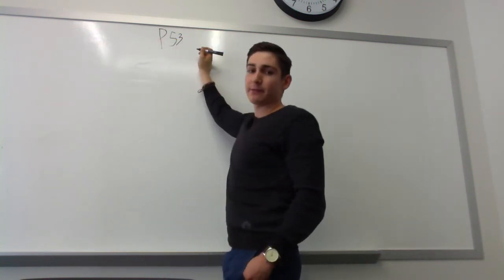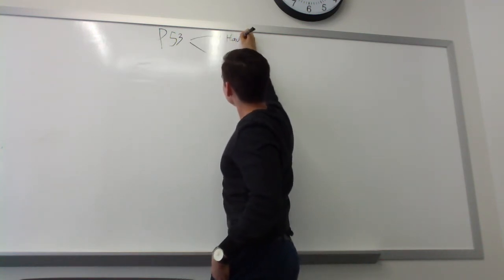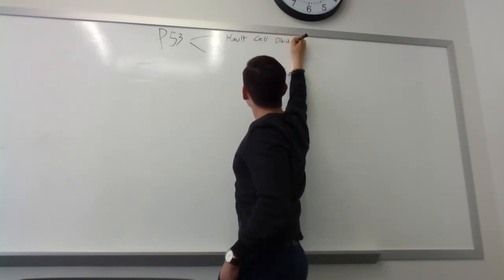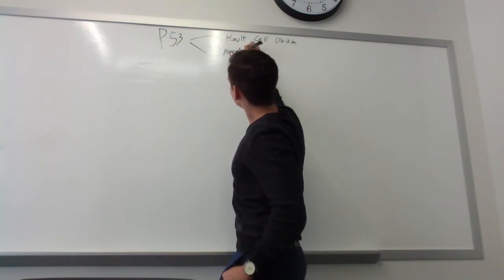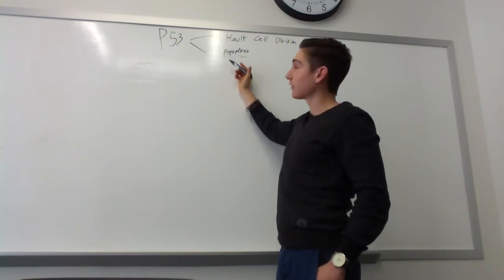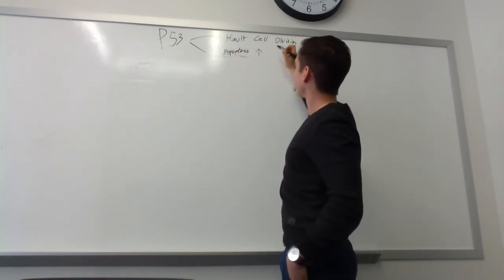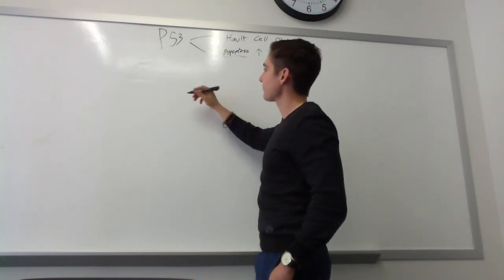And so P53, it has 2 functions. It can halt cell division, and it can activate apoptosis, but it doesn't necessarily have to activate apoptosis, only at high concentrations, so when it's really high. At lower concentrations, it can just halt cell division until there's a better time when the cell can divide.